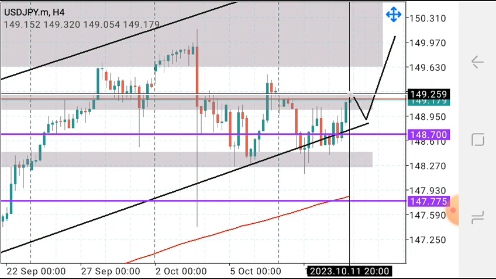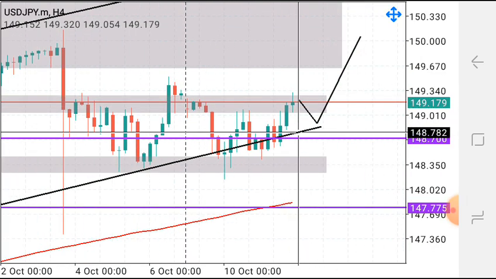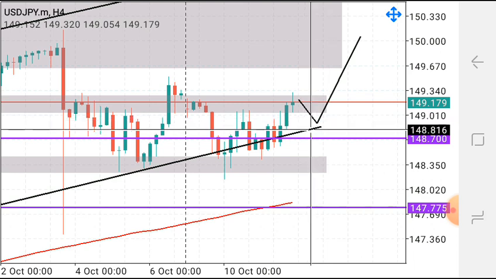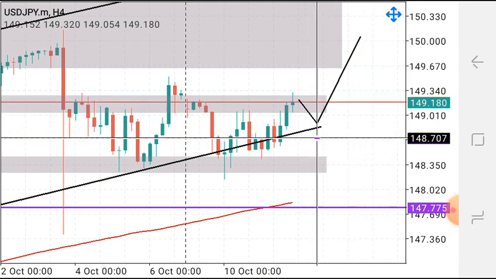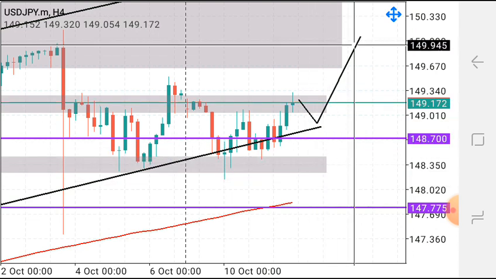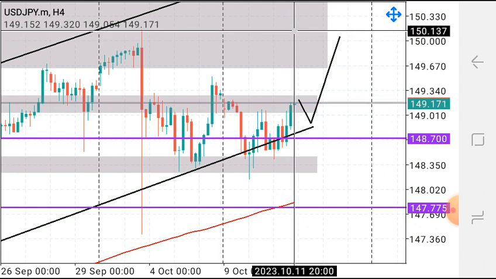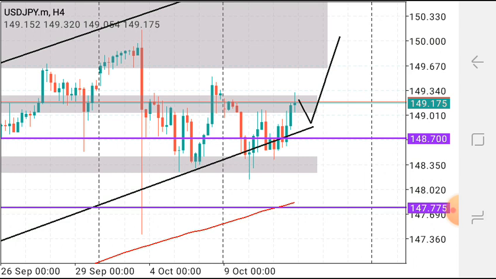So price is rejecting. So possibly price could reject and pull back to the support trend line, and from here we could start to buy, or even further at the support, the demand zone. Then from there we could further buy, and then our first target could be at 150.137. This is the USDJPY.